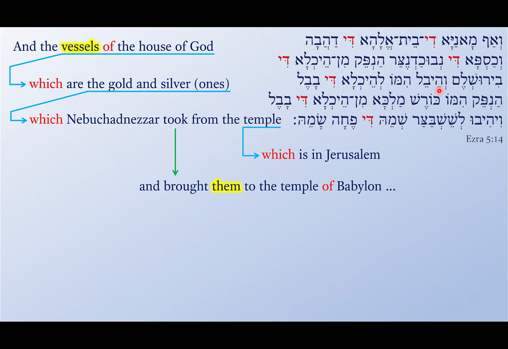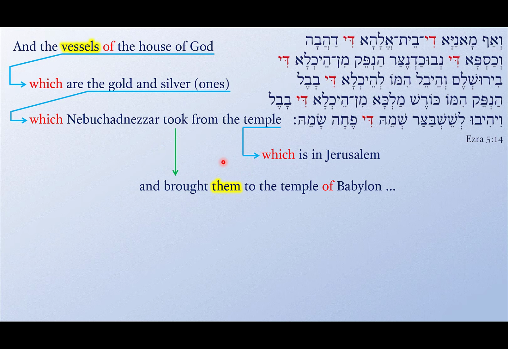And then the next few words, and brought them to the temple of Babylon. So in this case, we've gone back to seeing D as just something that's inserted instead of having a construct. So Temple of Babylon could have been a construct, but it's not here. We see the determined state on temple. And I've done this green arrow arrangement because these are successive actions that Nebuchadnezzar has taken. So which Nebuchadnezzar took from the temple and brought them.